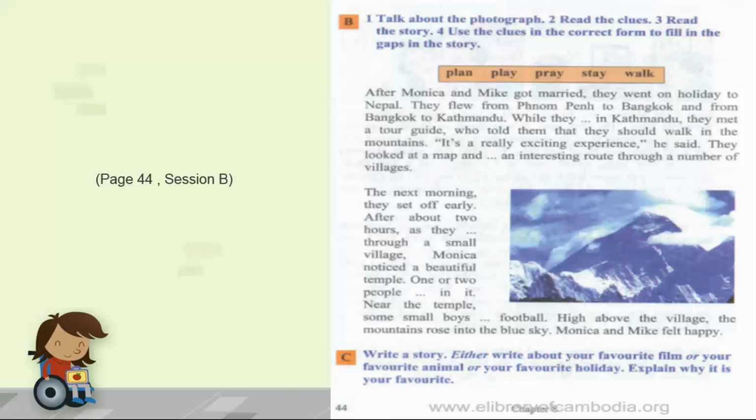Yeah, good. So they want you to take the words from the box to complete the missing gaps below with the correct form. You have to read the whole story again and try to complete it. The words in the box are plant, play, pray, stay, and walk. Like, after Monica and Mai got married, they went on holiday to Nepal. They flew from Phnom Penh to Bangkok and from Bangkok to Kathmandu.